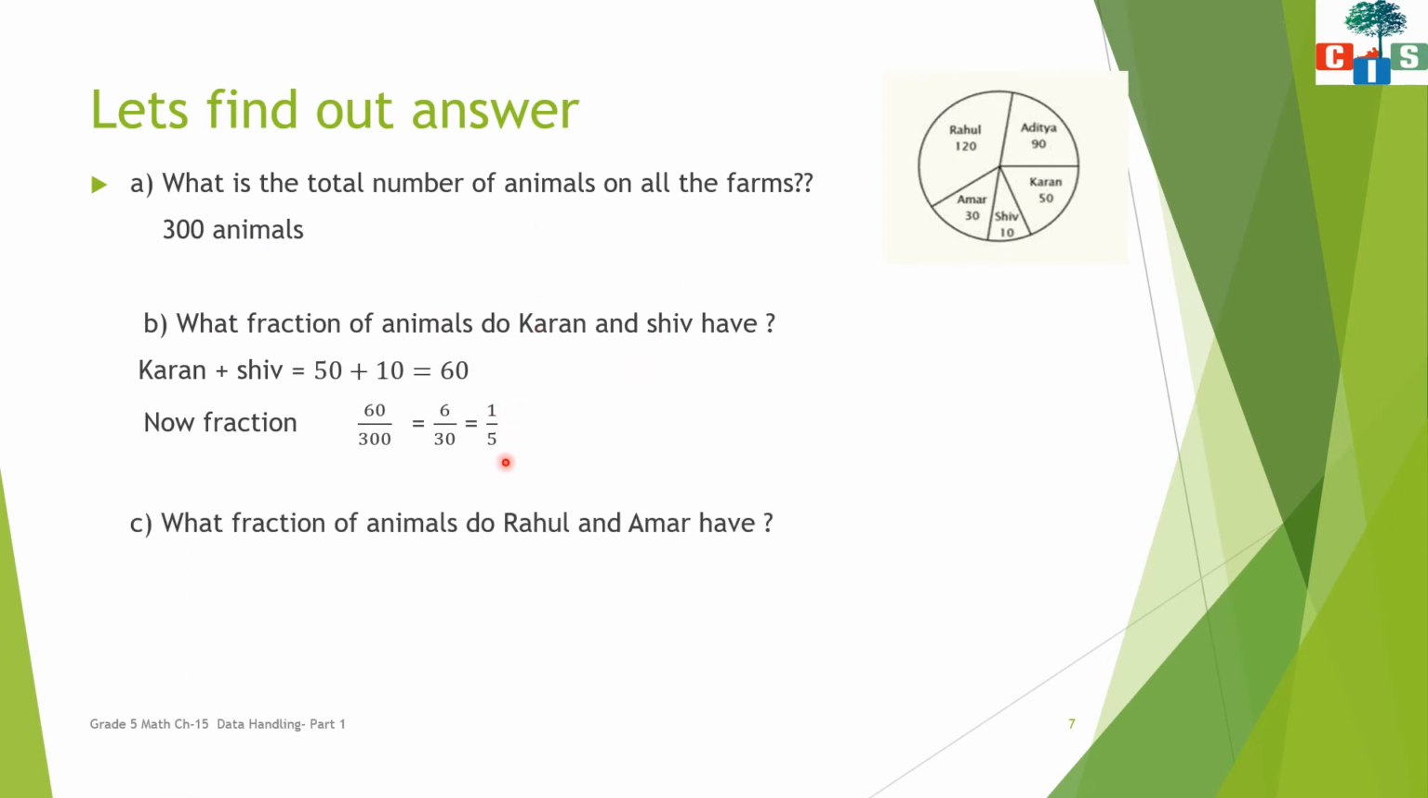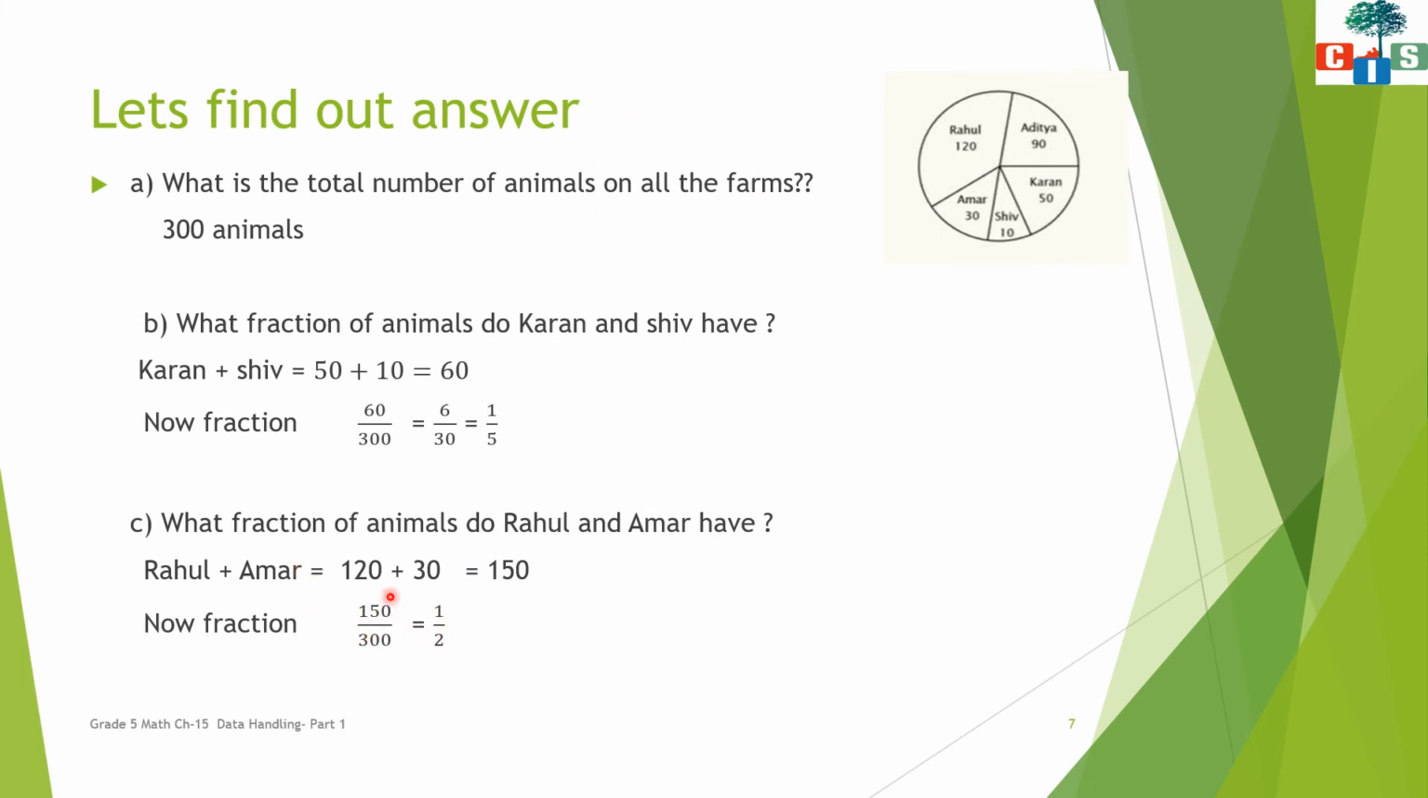Now let's see the next question. What fraction of animals do Rahul and Amar have? Again scholars, first of all we have to find the number of animals that Rahul and Amar have. Rahul has 120 animals and Amar has 30 animals. So Rahul plus Amar is 120 plus 30, which is equal to 150 farm animals. Now it's time to find the fraction. The fraction is the total number of animals that Rahul and Amar have divided by the total number of animals on the farm. So 150 divided by 300.